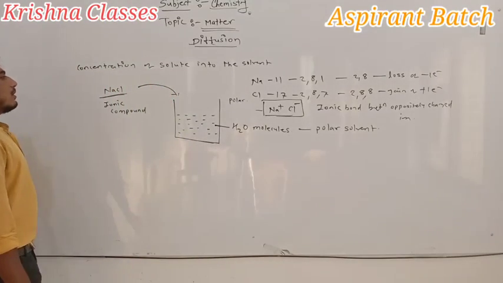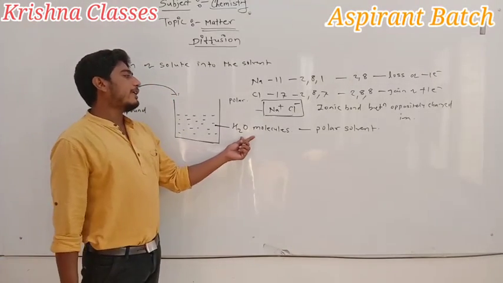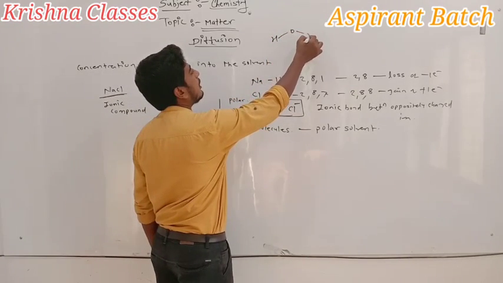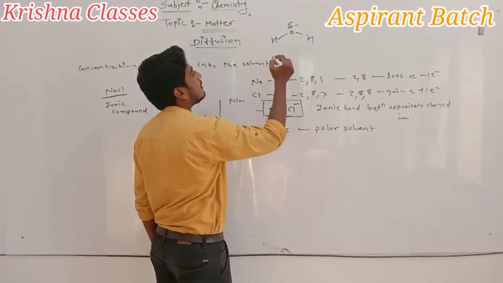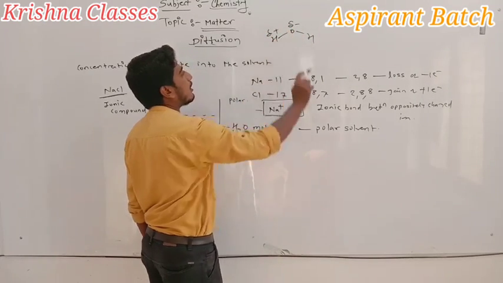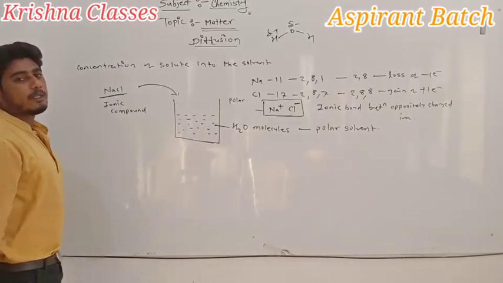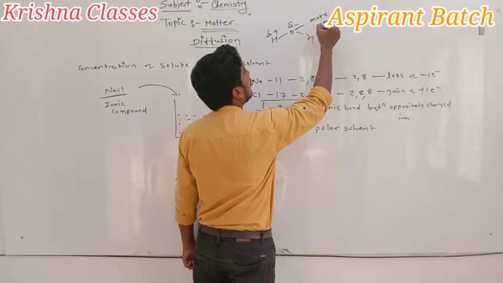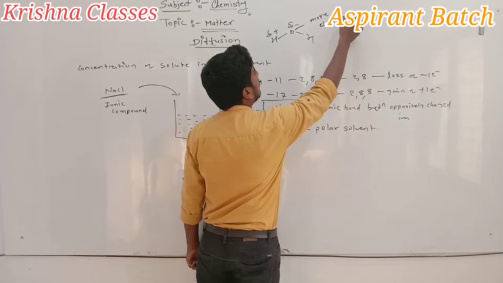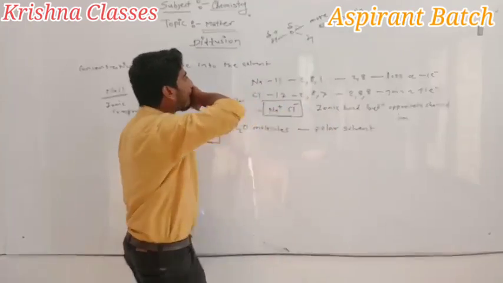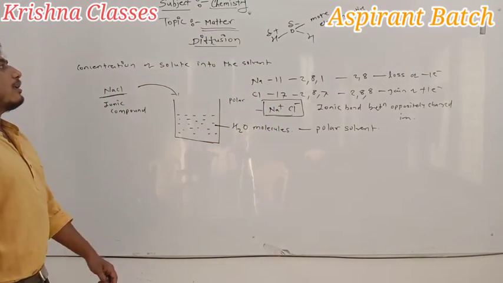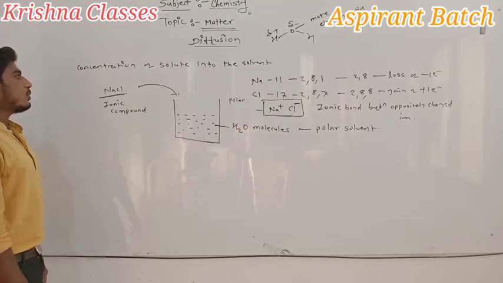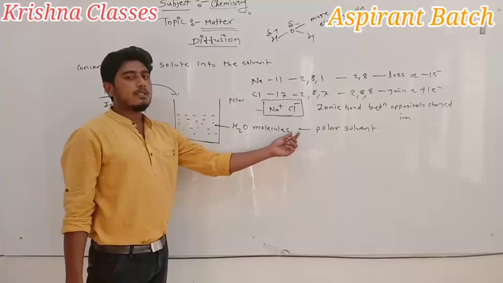And here we talk about the polarity of water molecules. Water is also polar, made up of two hydrogen atoms and oxygen. Oxygen carries a delta negative charge and hydrogen carries a delta positive charge due to the electronegativity difference. Oxygen is more electronegative and hydrogen is less electronegative, so hydrogen carries a delta positive charge and oxygen carries a delta negative charge, so that water is a polar solvent.